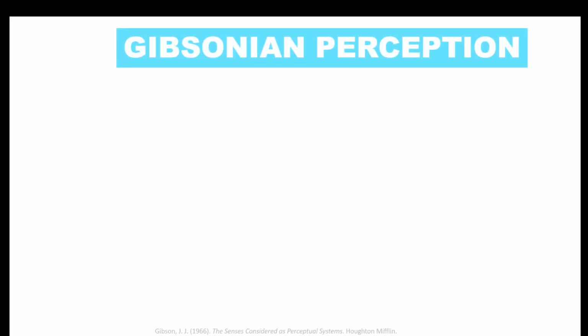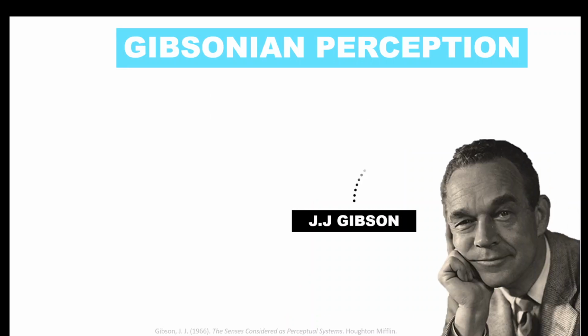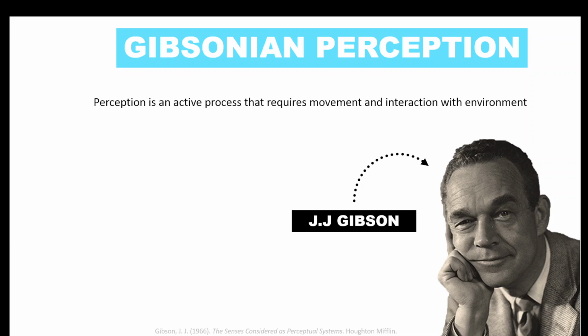So let's just start with the Gibsonian perception. Well, the founder of it was J.J. Gibson, and his theory was that perception is an active process that requires your movement and interaction with the environment. Basically, without movement or interaction with your environment, there will be no perception.